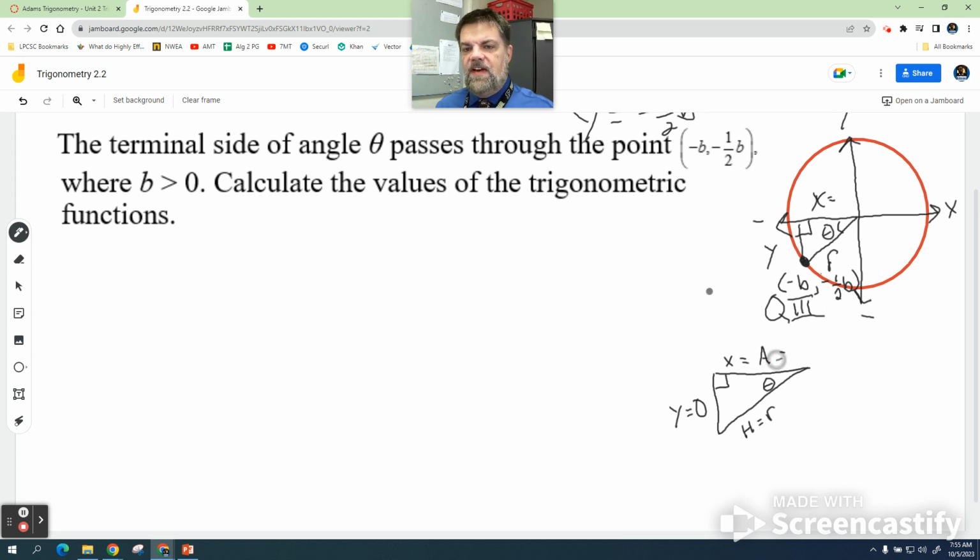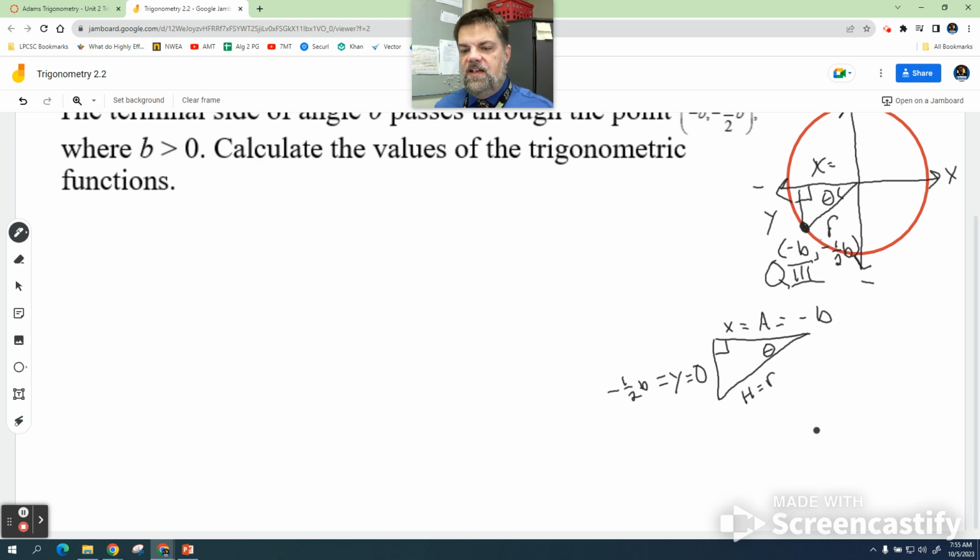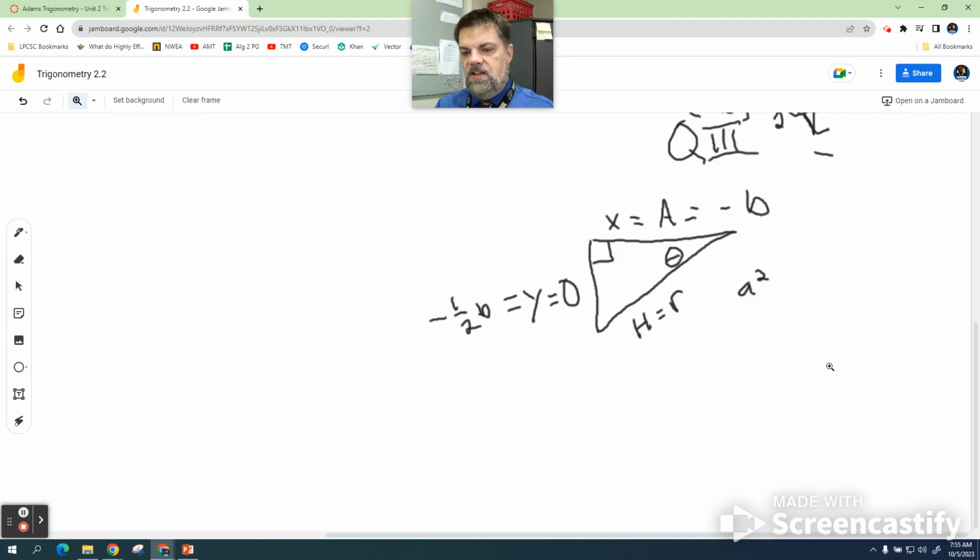And then they give us the values, right? So my x value is negative b. My y value is negative 1/2 b. And then I got to figure out what r is. All right, so this is not fun. So we said in a right triangle, a squared, and I'm going to zoom in because we're going to need a lot of space on this. So I'll zoom in here.